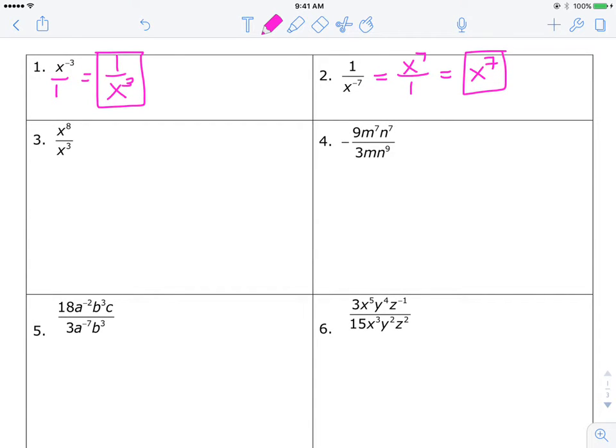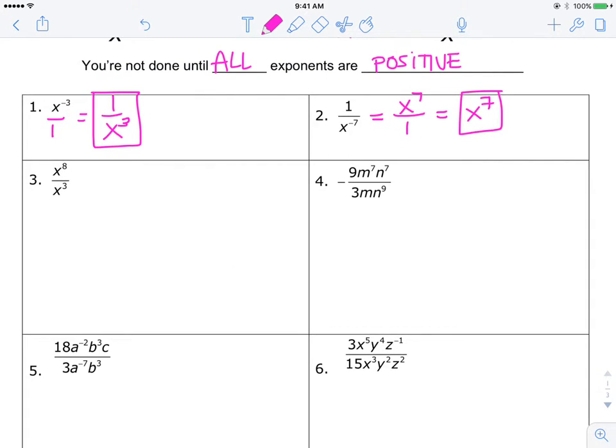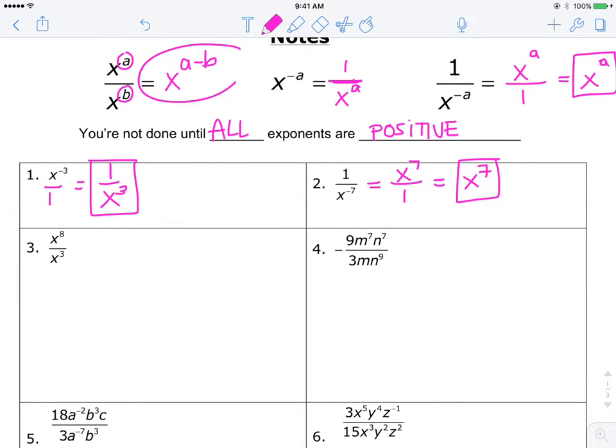In problem number 3, we've got x to the 8th over x to the 3rd. Now we know that according to this rule, we're just going to subtract the exponent. So you probably already know that the answer is going to be x to the power of 8 minus 3, which is just x to the power of 5. However, I think it's really important for me to take the time to help y'all understand this. So I want you guys to think about it this way.